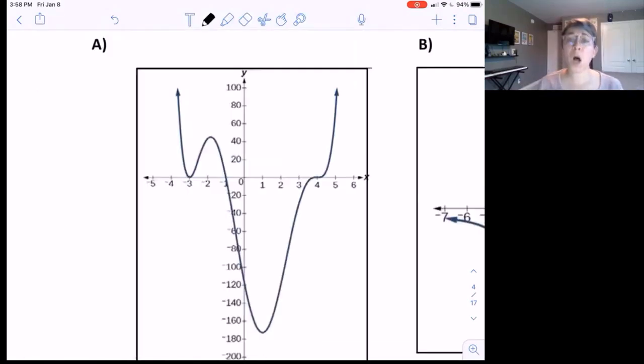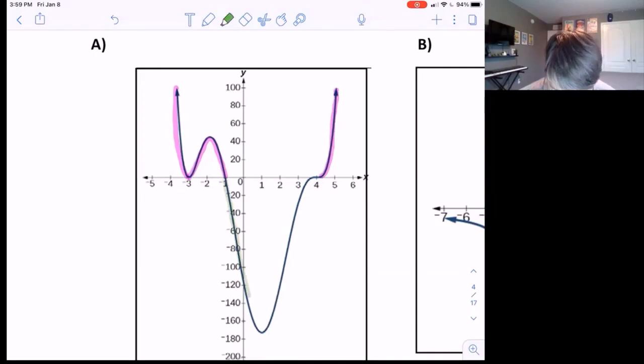So first, the polynomial here in graph A. If we look at where our function is positive, all of our function values are positive all the way up in quadrant 1 and quadrant 2. The negative function values, as we talked about, are down here in quadrant 3 and quadrant 4. So where do they change signs? Here at our x-intercept and here at an x-intercept.